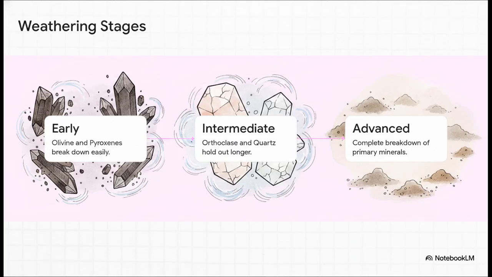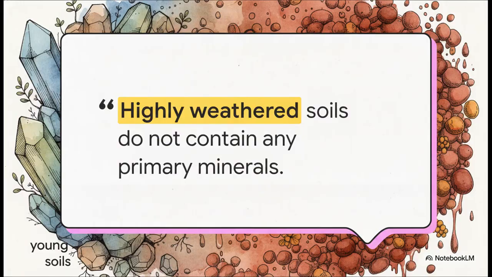Step 1 is the early stage of weathering. This is where those ferromagnesians like olivine, pyroxenes, and amphiboles break down pretty easily. Then we hit Step 2, the intermediate stage of weathering. Here, more robust minerals like orthoclase, muscovite, and our densely packed quartz hold out much longer. But eventually, we reach Step 3, advanced stage weathering, which just results in complete breakdown. In fact, the source material leaves us with this very definitive final rule. Highly weathered soils do not contain any primary minerals.